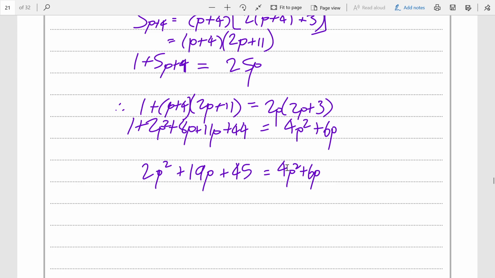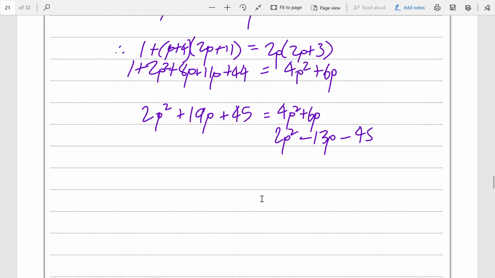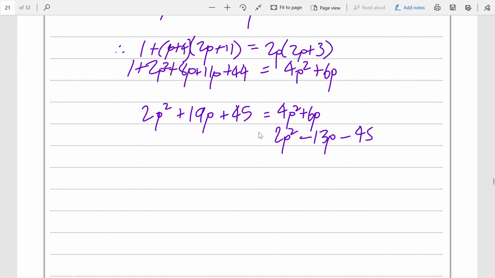And since this side has the larger p squared, we're going to be subtracting from this side to get our 0 on one side. So we subtract 2p squared, that's 2p squared, and then we subtract plus 19p, so plus 6p minus 19p is going to be negative 13p. And then plus 45, and subtract it, it's minus 45. Alright, so once we have this here, we have 0 on the left-hand side.